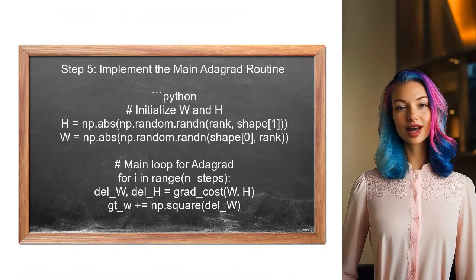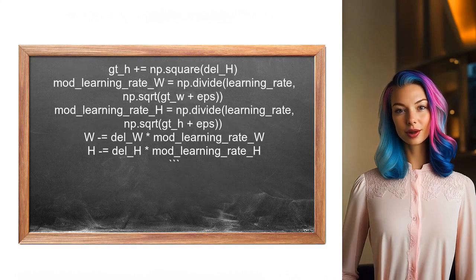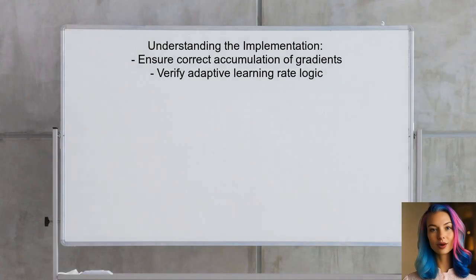Finally, the user can implement the main Adagrad routine. This includes initializing the matrices W and H, calculating gradients, and updating the matrices using the adaptive learning rate. While your implementation seems to converge and yield reasonable solutions, it's essential to ensure that your understanding of the accumulation of gradients and the adaptive learning rate is correct. This is crucial for the effectiveness of Adagrad.